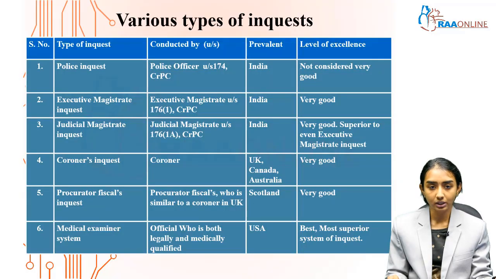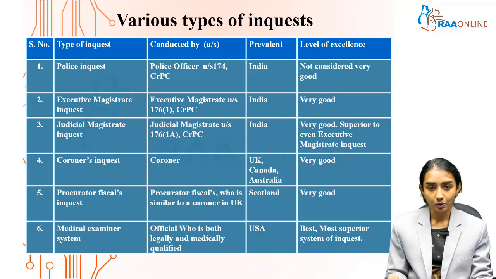So, to summarize all the types of inquest, the police inquest is conducted by a police officer under Section 174 CrPC, which is the Criminal Procedure Code. This is done in India. It is not considered to be a very good one for the reasons which will be discussed. The executive magistrate inquest is done under Section 176(1) of the Criminal Procedure Code and is also done in India. Judicial magistrate inquest is done under Section 176(1)(a) of the Criminal Procedure Code and is also done in India.